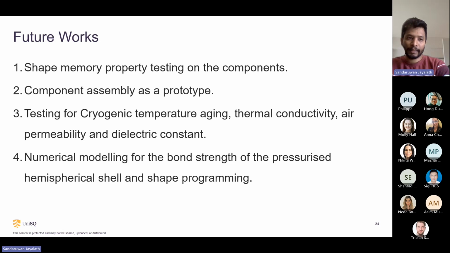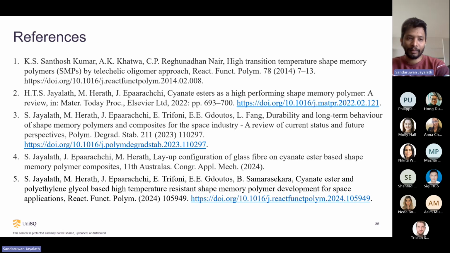So these are some of the references I use. Most of them were the ones we published already.